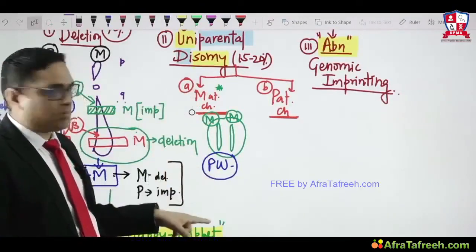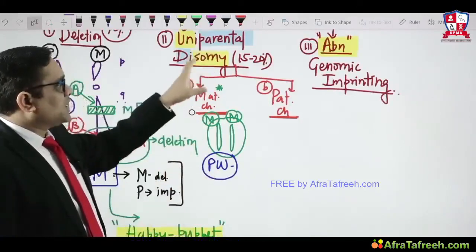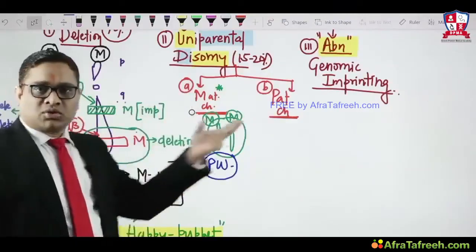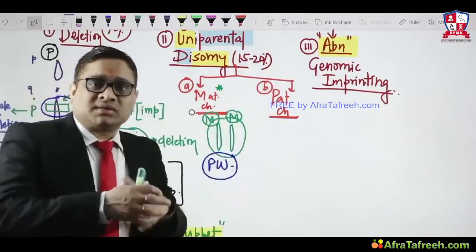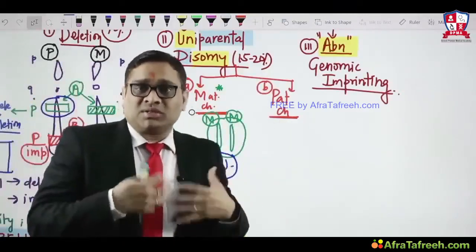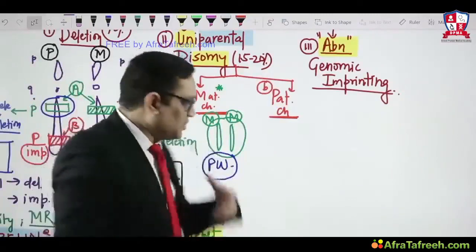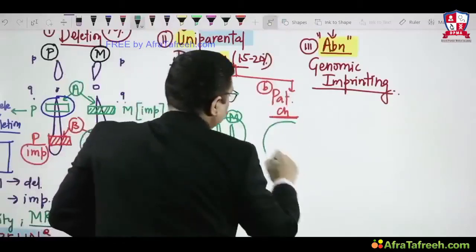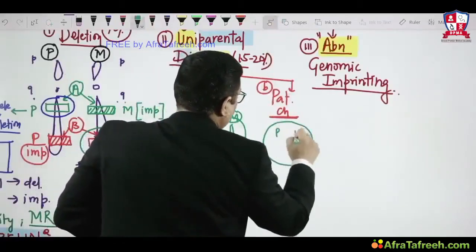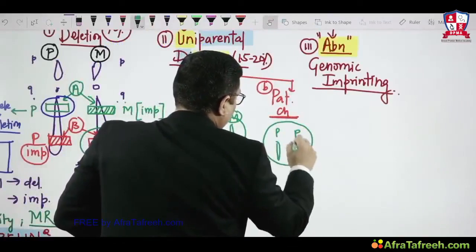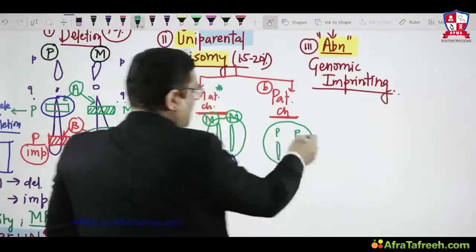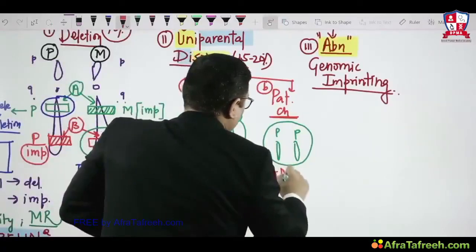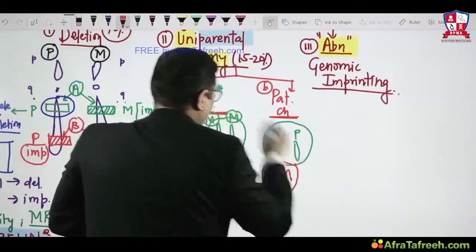So Prader-Willi syndrome. Same way, uniparental disomy, one parent, two chromosomes, and that is father. So both are from father, so it is like a deletion of mother. Mother deleted, that is Angelman. So like that we can understand. In this case both chromosomes are paternal in origin, so they will behave like a maternal deletion. Maternal deletion is Angelman syndrome, right?